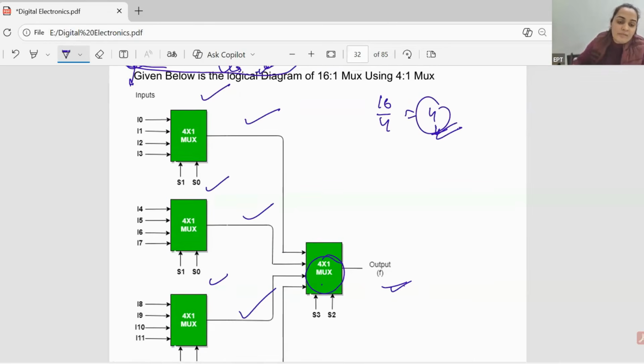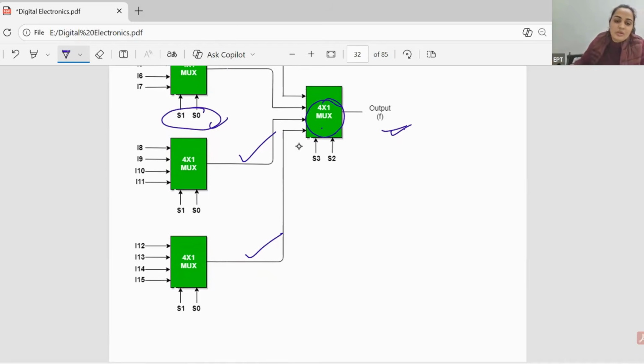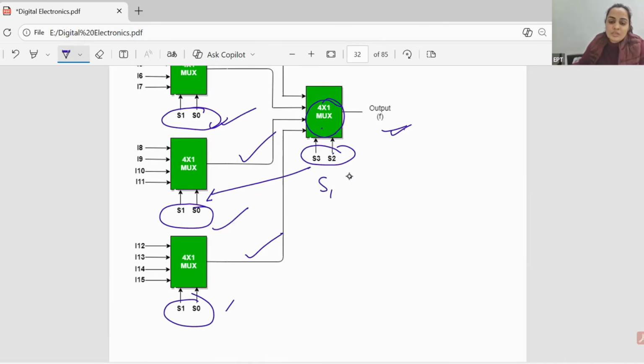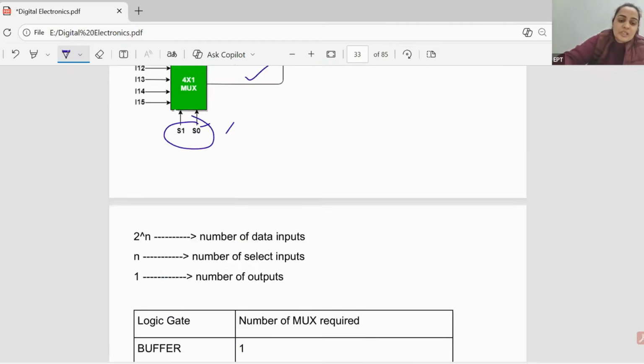And student, at this level you can use the same select lines here. You can use the same select lines, but these two select lines should be different from these select lines. Here you can't take s1 s naught, right? These select lines can be the same because at a time we are selecting only one. So that's why you can keep the same select lines here.